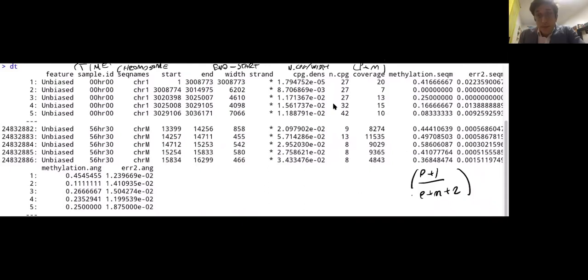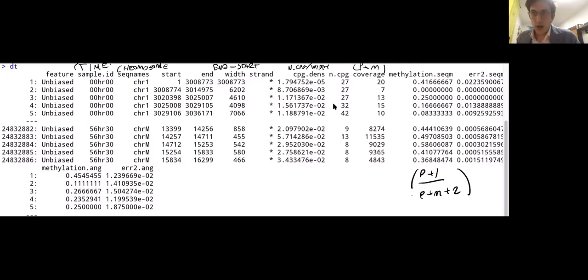So here on the left is called feature. You will see later exactly what I mean by feature, but for now it is unbiased. So it's the way we decided to tile the genome and to compute average methylation. Sample ID, as you can see, has this weird format 00HR00. This is the time, so when these cells are extracted. Start and end mean the start and the end of the fragment, which means the position. So this, for example, starts at position 1 and ends at something like 3 million, say 1,773. And this is the width, which is just end minus start.